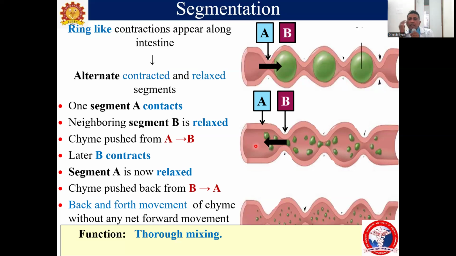Yeah, that's quite obvious. Can you tell me any other function this type of movement has? Yeah, can you think about it? Food is not moving forward, it's staying in place. So there's more time for the absorption of nutrients. So this type of movement helps in the absorption of nutrients as well. Right? So this was segmentation, the mixing movements of the small intestine.